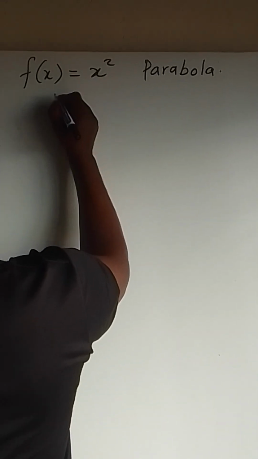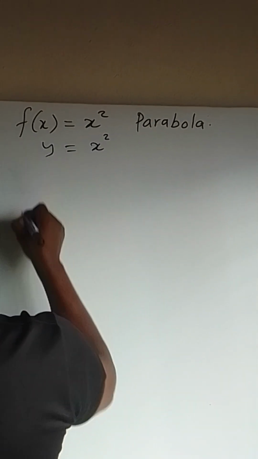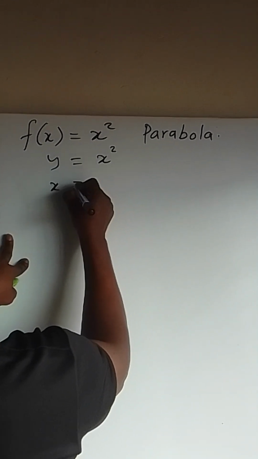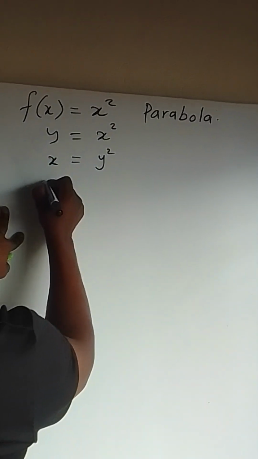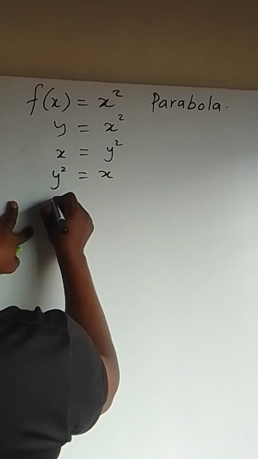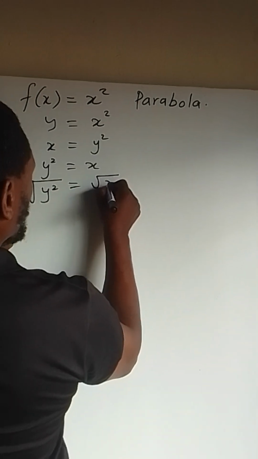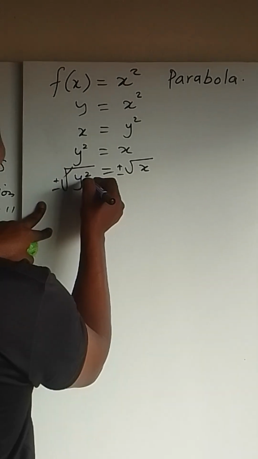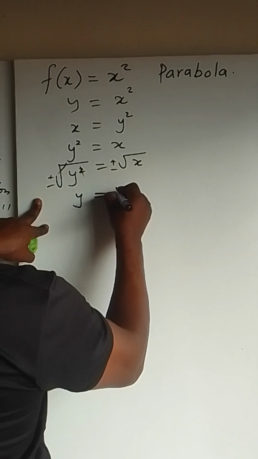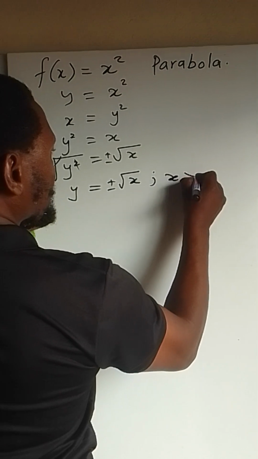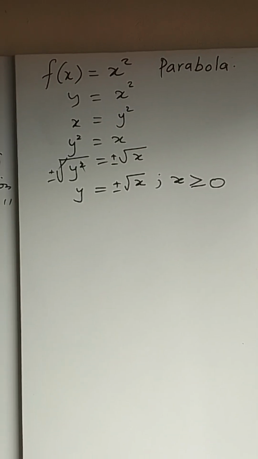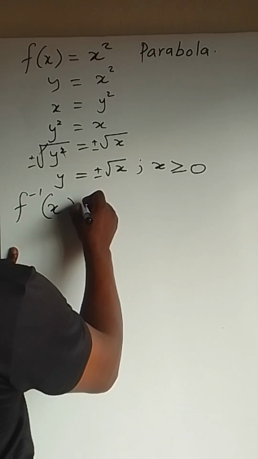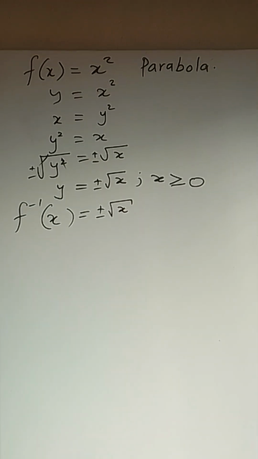Remember, y is equal to x squared, right? So in order for you to find the inverse of this, you are going to simply swap the values. Where you see y, you put x. Where you see x, you put y. And then y squared is equal to x, and the square root of y squared is equal to the square root of x. Immediately you apply the square root, you put a plus minus. When you cancel here, you are left with y is equal to plus minus the square root of x, provided that x is a positive number or it is equal to 0. Therefore, this is the inverse function in the form of f dash x is equal to plus minus the square root of x.